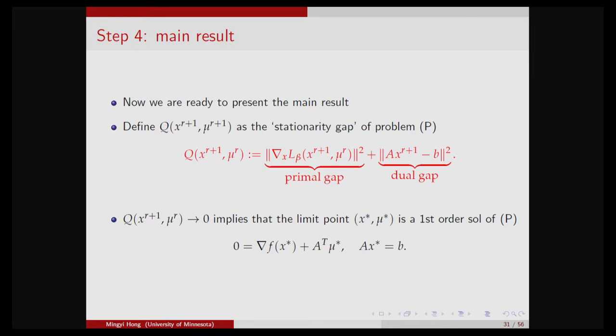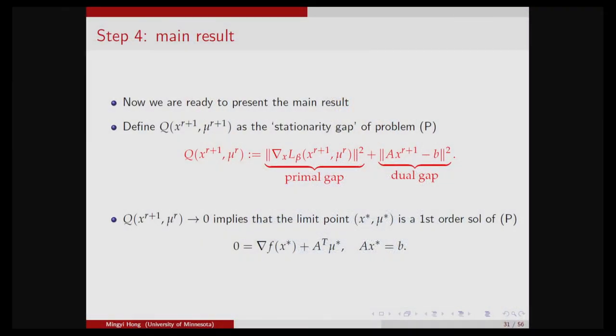So next, based on this descent property, we'll be able to talk about the first order stationary solution. What we can show is that the algorithm will converge to the first order stationary solution. So we need to define an object called Q. This is the so-called stationarity gap. This consists of the primal gap, which is a gradient of the augmented Lagrangian, plus the dual gap, which is the constraint violation. We can show that this object goes to zero if and only if a KKT point, or first order stationary solution, is satisfied.